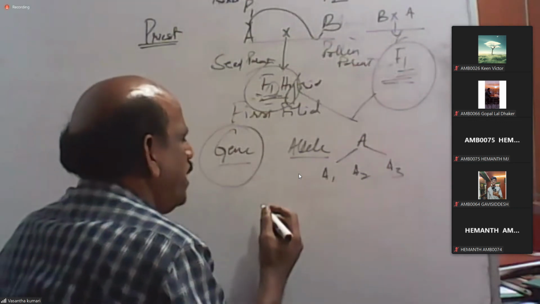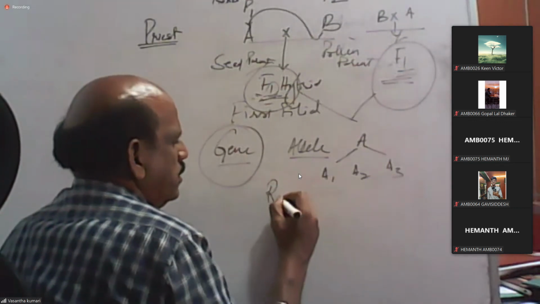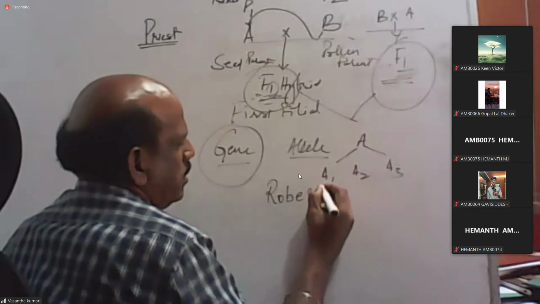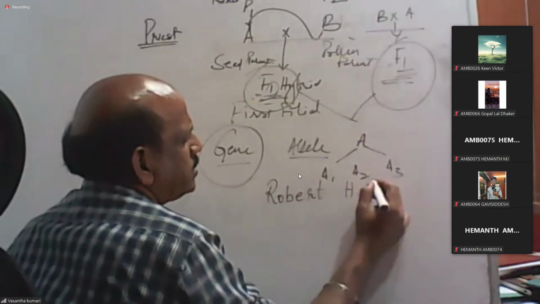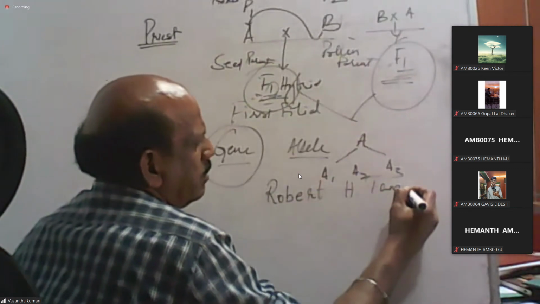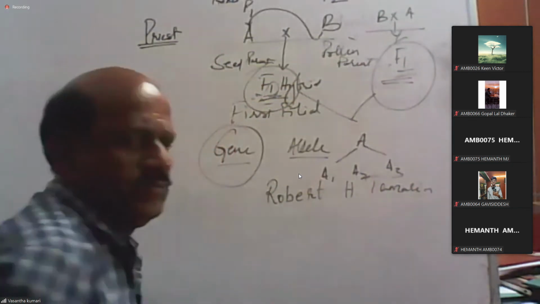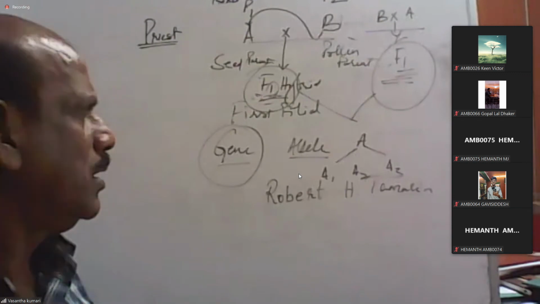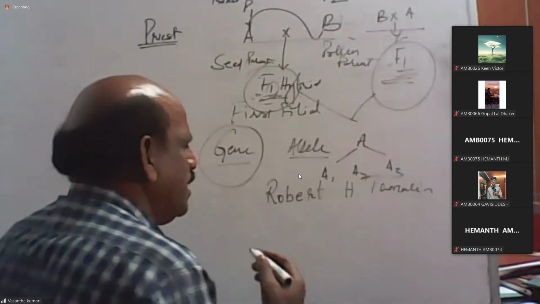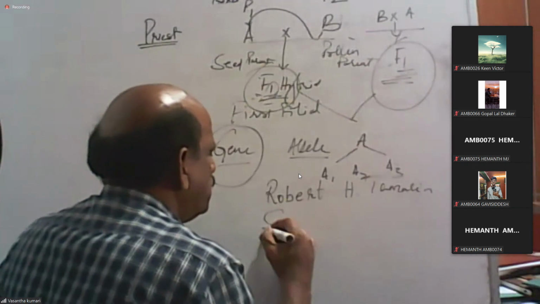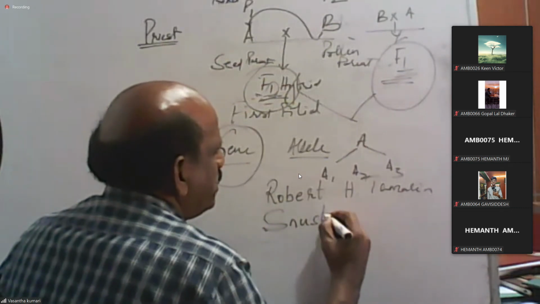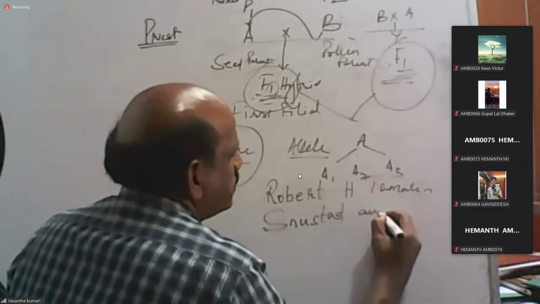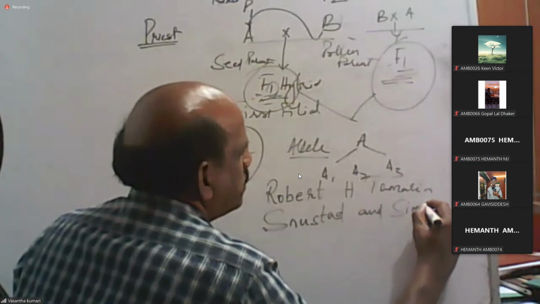Principles of Genetics by Robert H. Tamarin. Then the other one, the title is the same, Snustad, S-N-U-S-T-A-D, and Simmons.